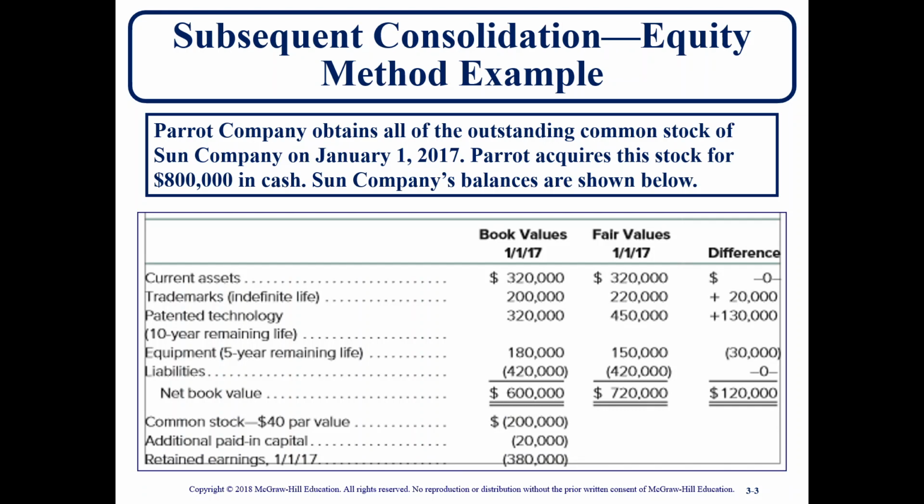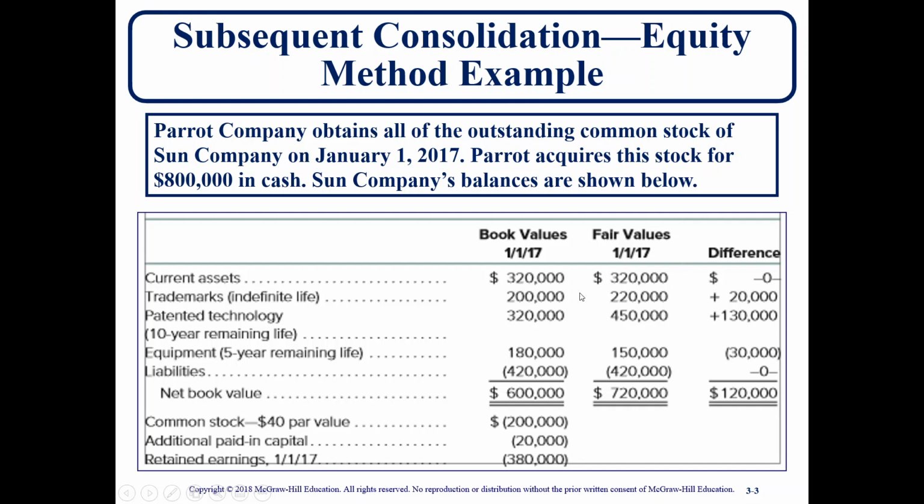So we're going to use Parrot and Son Company as our example. Parrot Company purchased Son Company on January 1st, 2017. The acquisition or consideration transfer was $800,000 in cash. And we have here some companies' book values and fair market values on the date of acquisition.